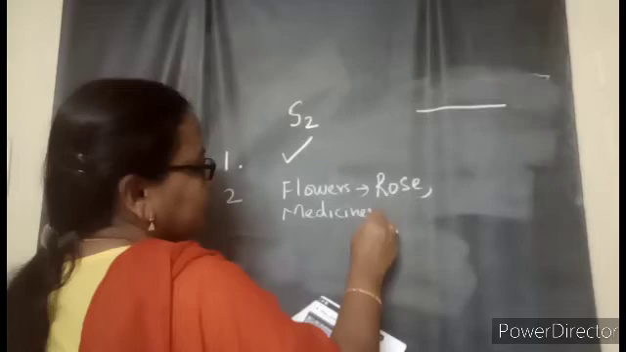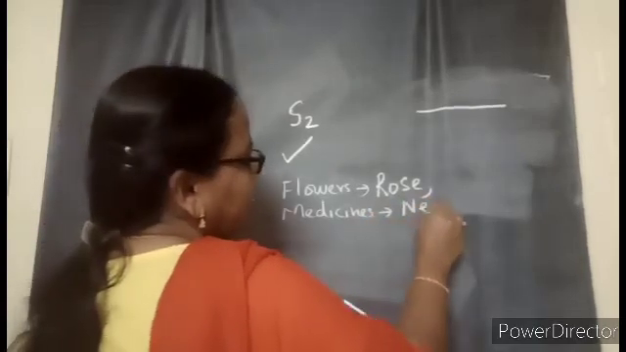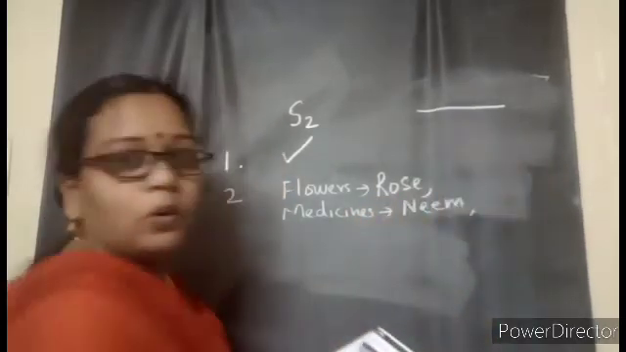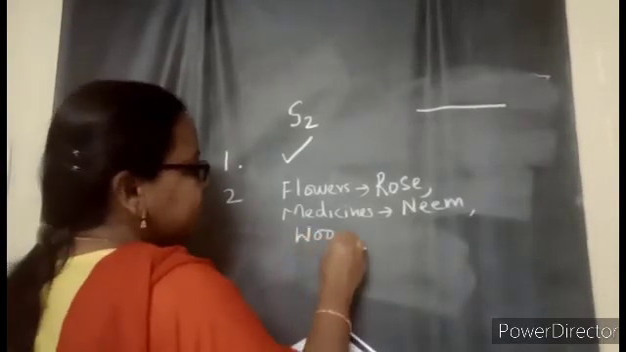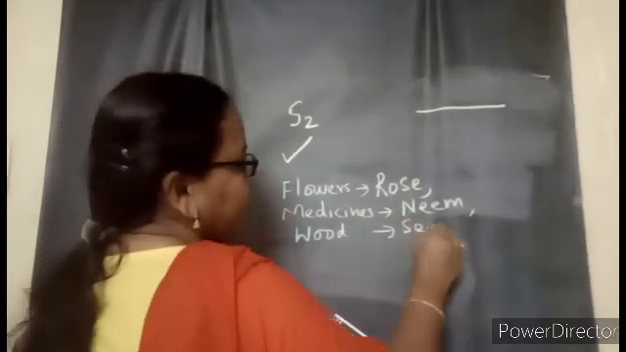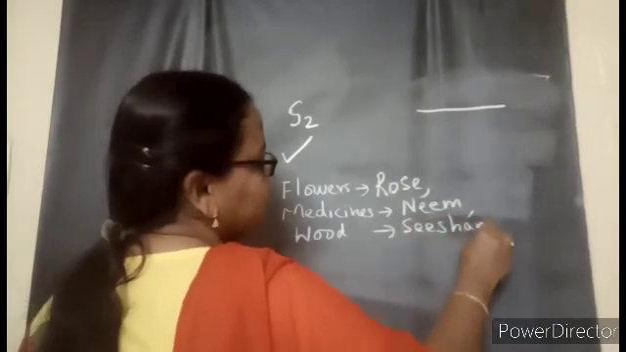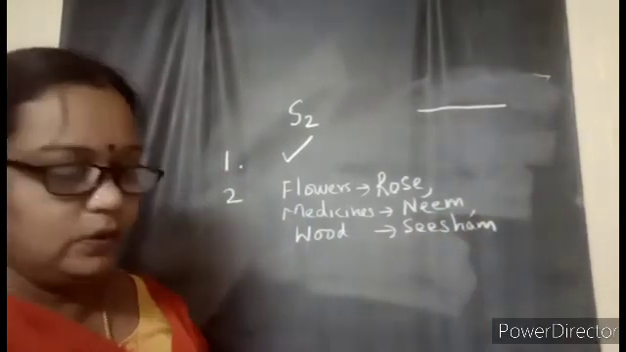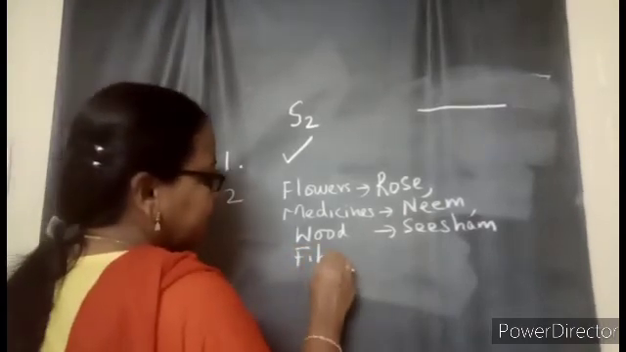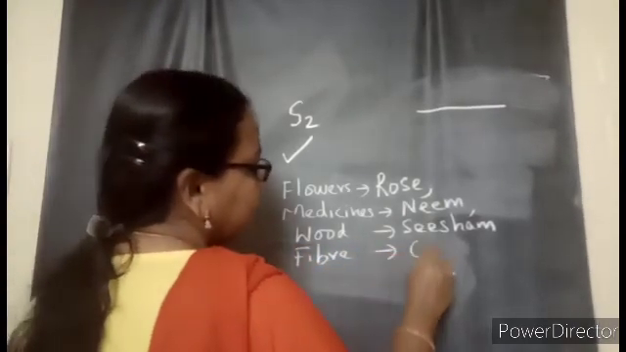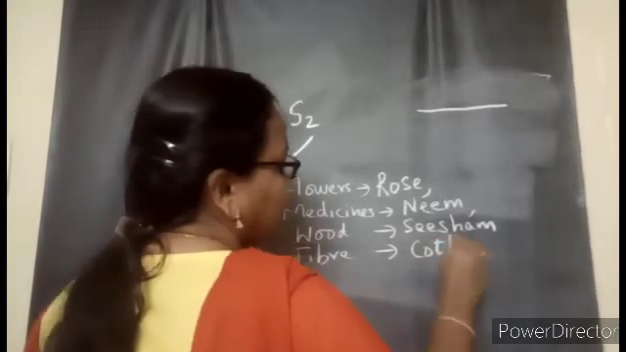So medicine, can I write neem? And you can write one more on your own. Yes, children. Then wood. Wood, I'll write sesame. You can write any one. Sesame is also one of the trees which can be used for making wood, furniture and all. Fiber. I am writing one, and you are going to write the other one. So I am writing cotton. You write one more on your own.